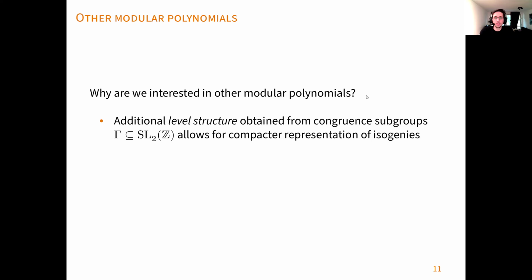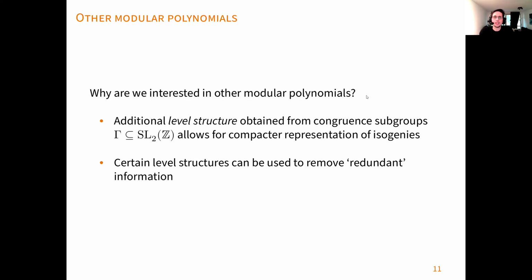And the other thing is related to a third example, the Weber modular polynomial, which is just saying that certain level structures can be used to remove some, if you want to call it that, redundant information of the j-invariant that basically isn't really that important. I will make this a bit clearer when we get to that example.